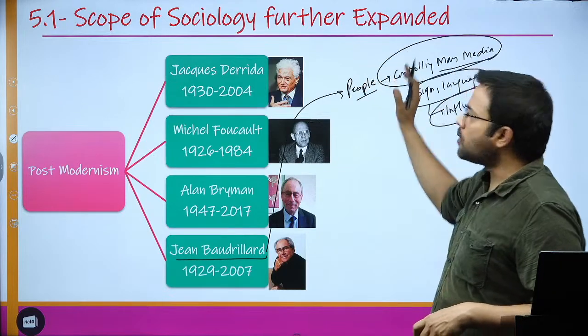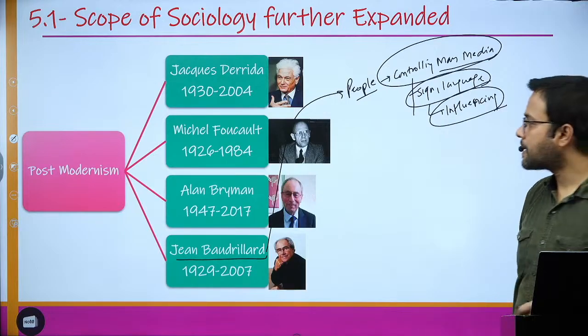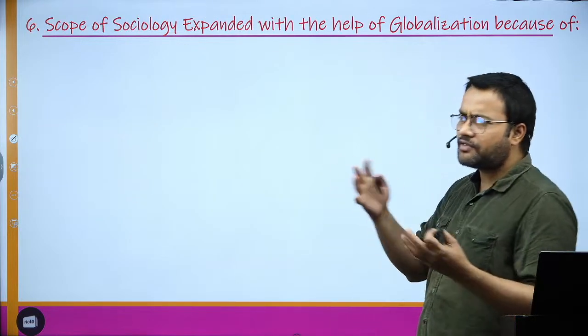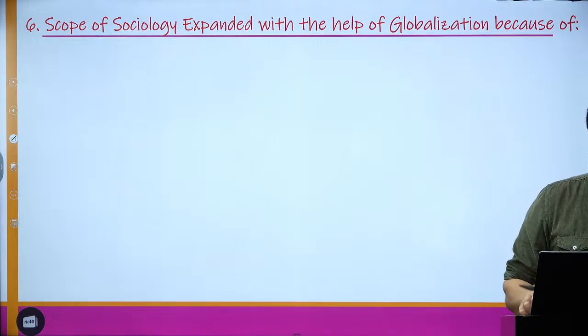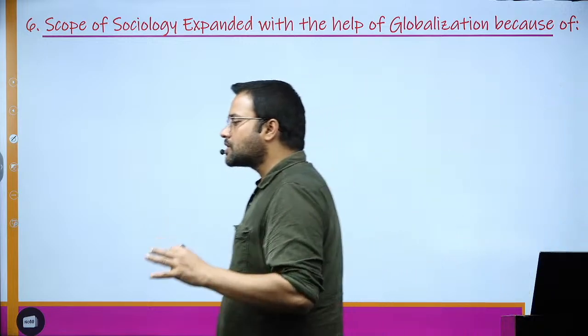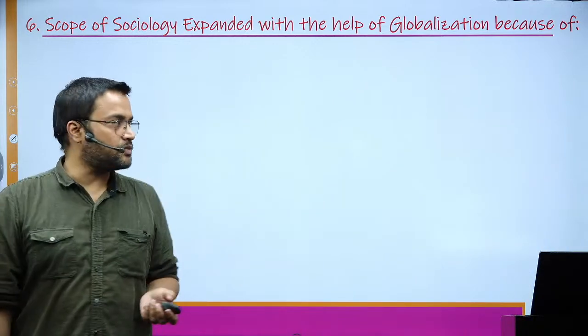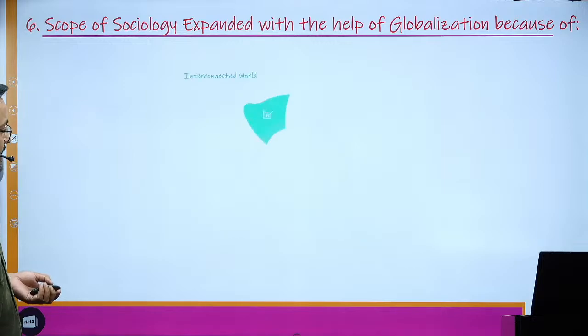So this is the scope of sociology where you talk about post 1990s. Now, we have covered the whole scope of sociology in a lot of detail already. Now we'll be talking about certain further points also, to give you extra content so that in case a question comes, you're able to answer those questions as well. We're talking about the scope of sociology expanded further with the help of globalization because of certain things.